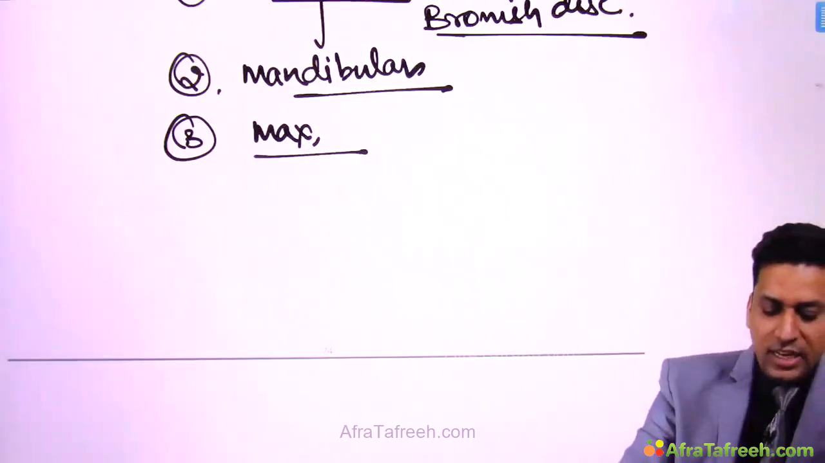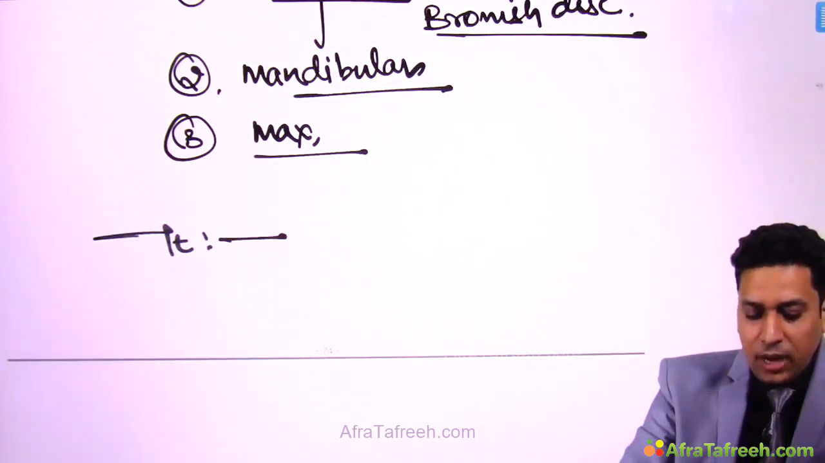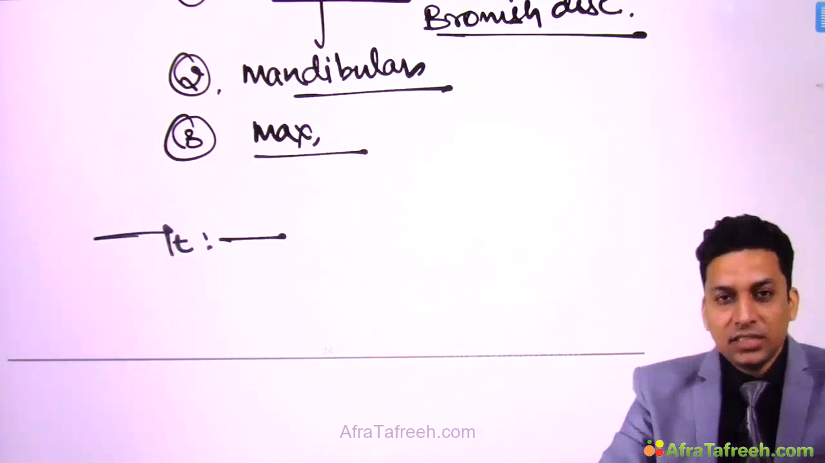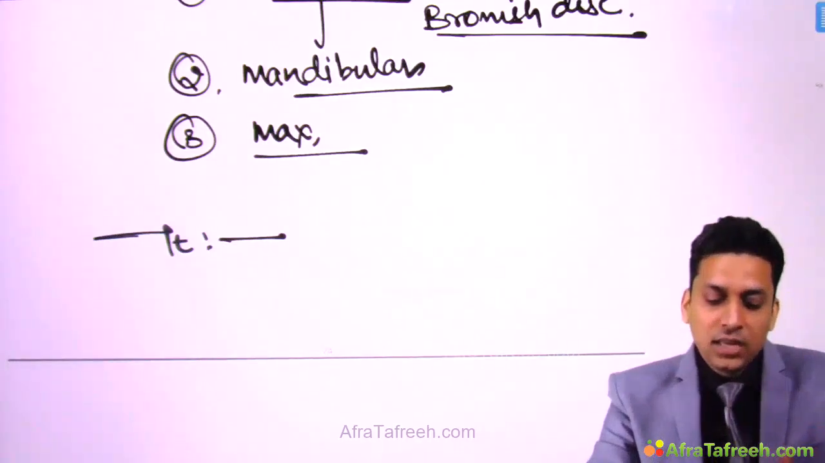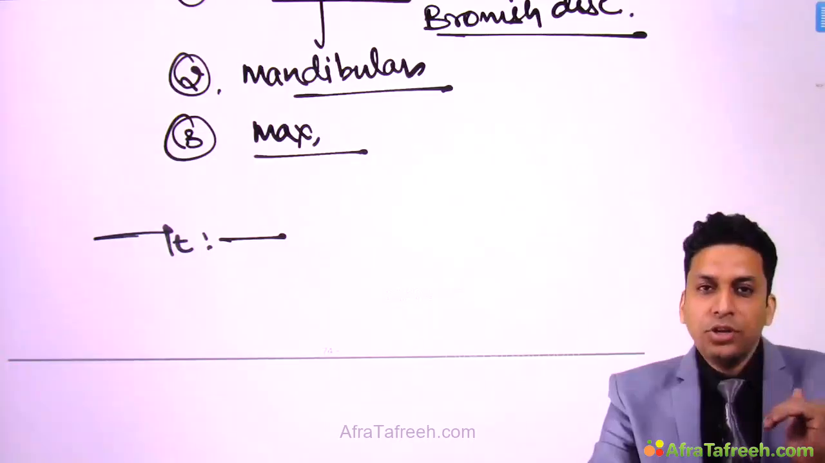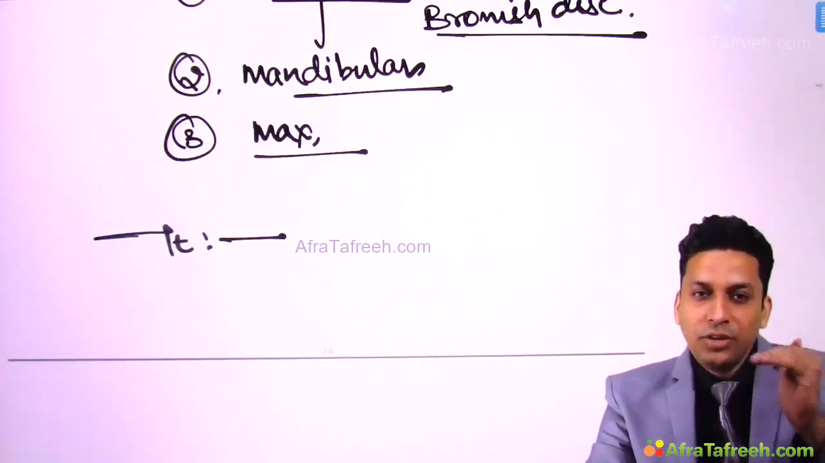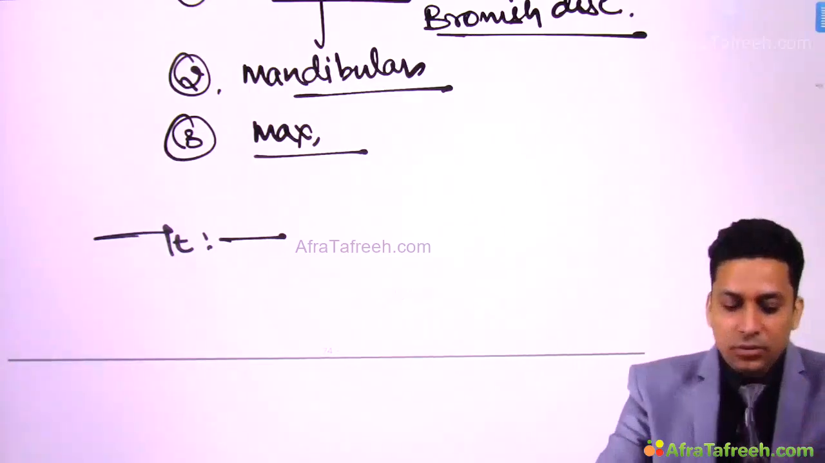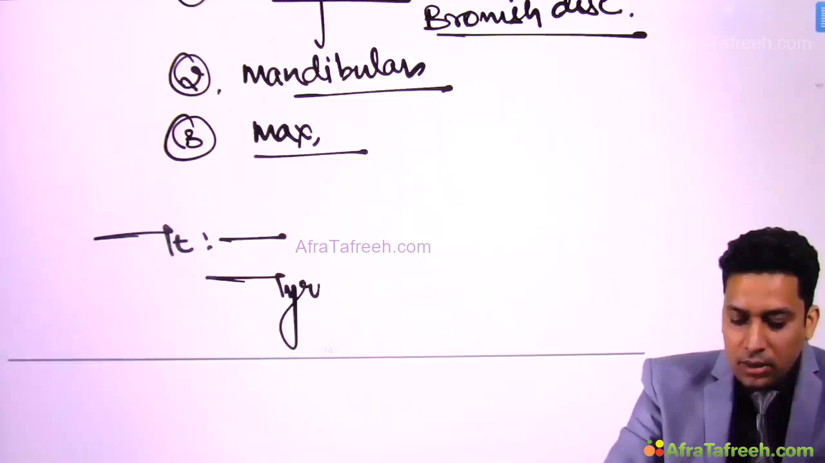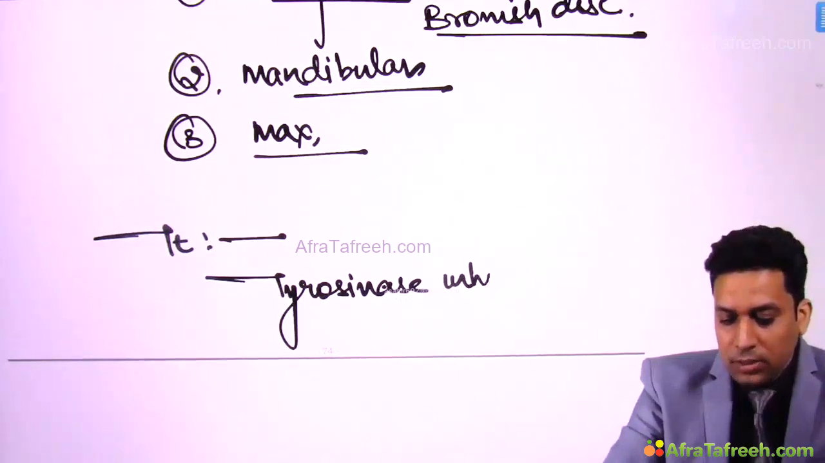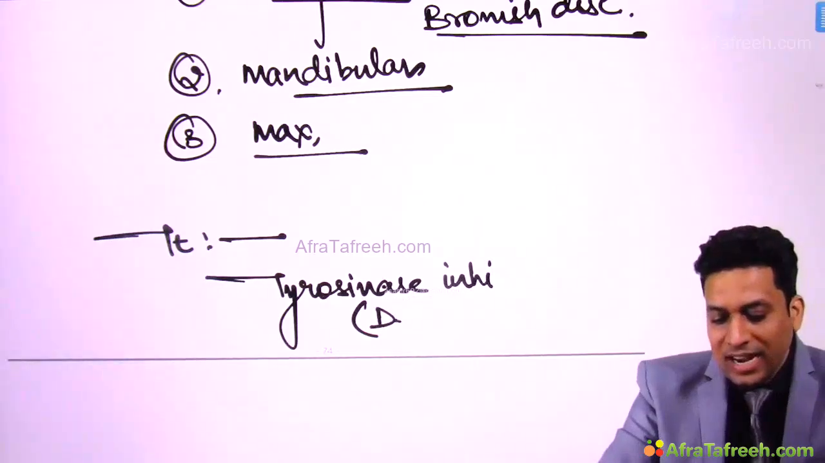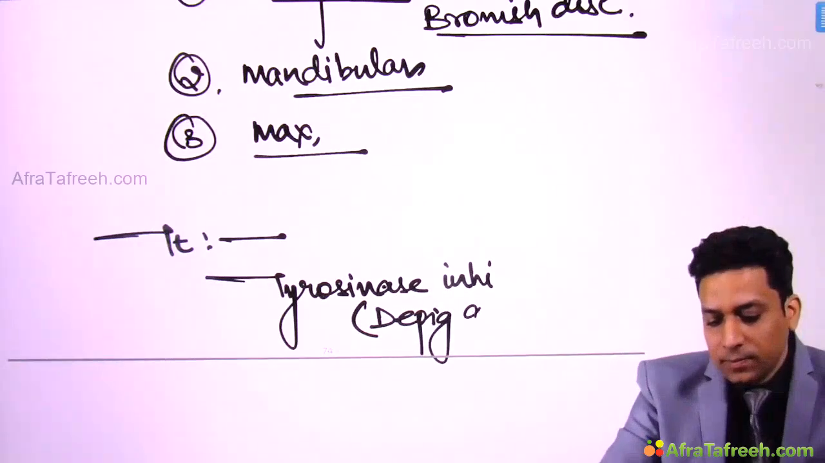Now, diagnosis is clinical. How are you going to treat this patient? I told you it is due to excessive melanogenesis, so you need to reduce this melanogenesis. And to reduce this melanogenesis, what do you need to give? What is the rate limiting enzyme of melanogenesis? Tyrosinase. So you need to give tyrosinase inhibitors. They are lightening or depigmenting agents.